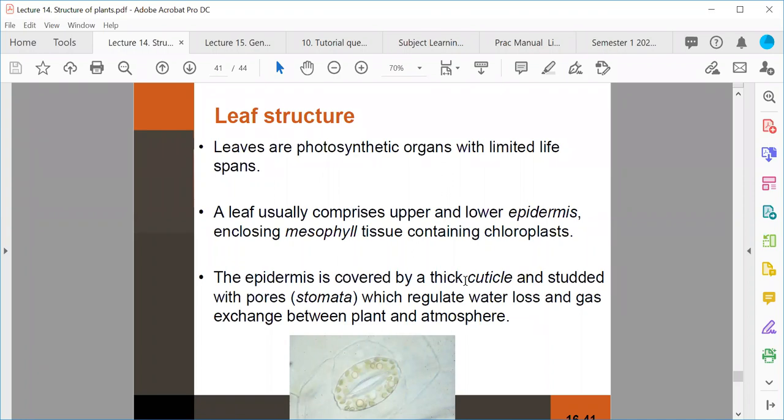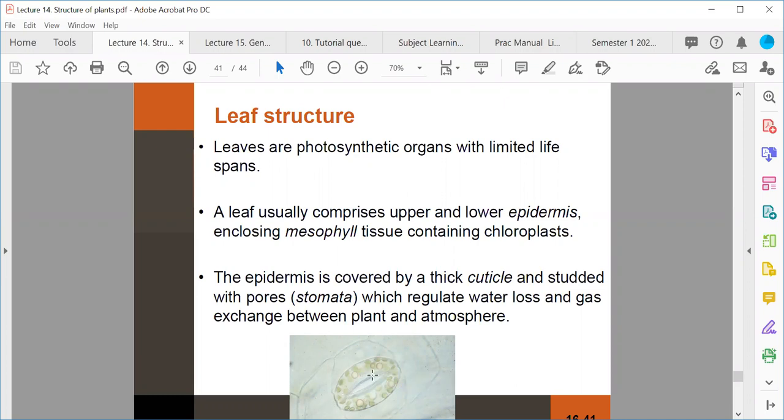So, of course, in order for gas exchange to take place, the epidermis is studded with these tiny pores called stomata. And those pores can open and close. They regulate water loss from the plant, and they regulate gas exchange between the plant and the atmosphere. And we've got a nice image here of one stoma. The plural is stomata.